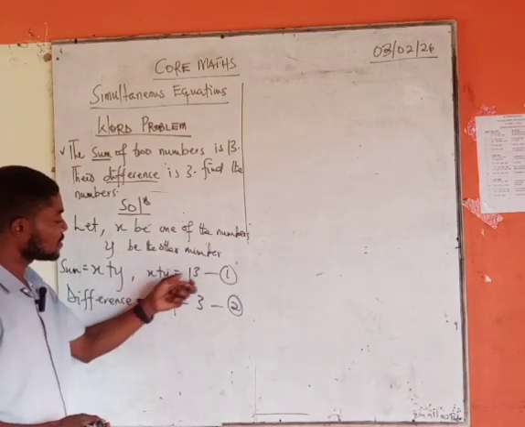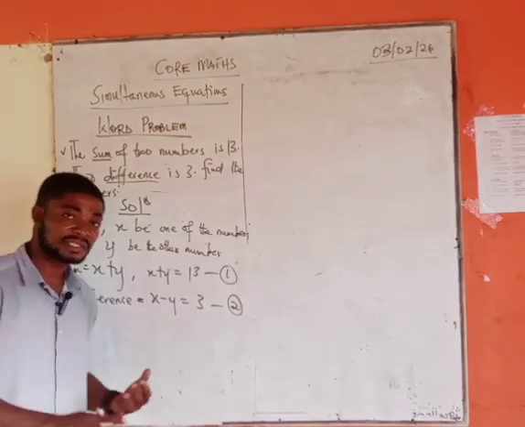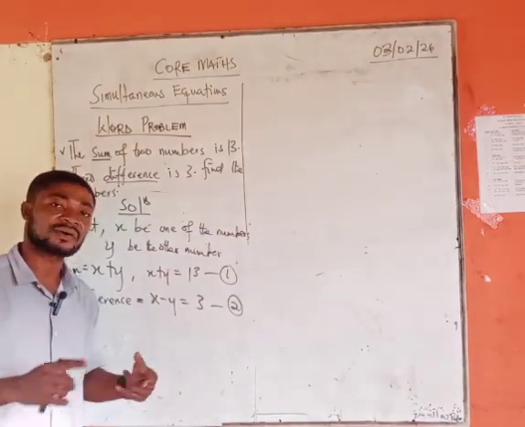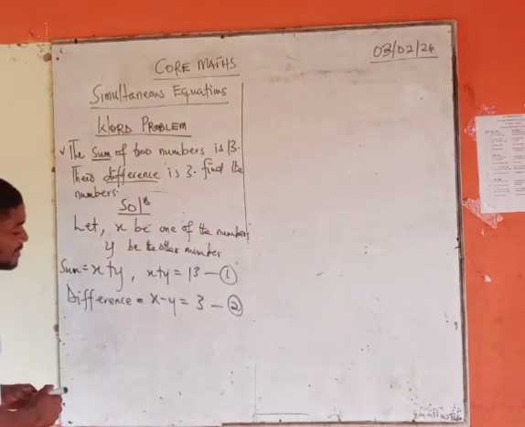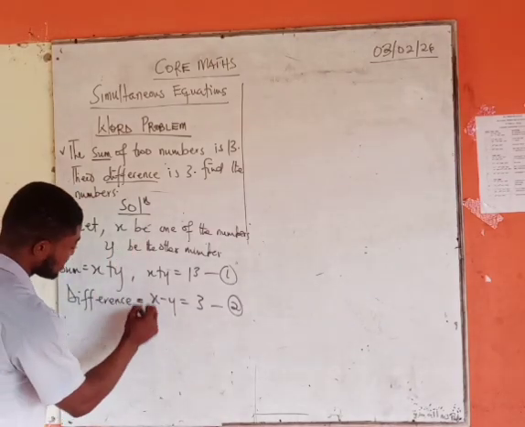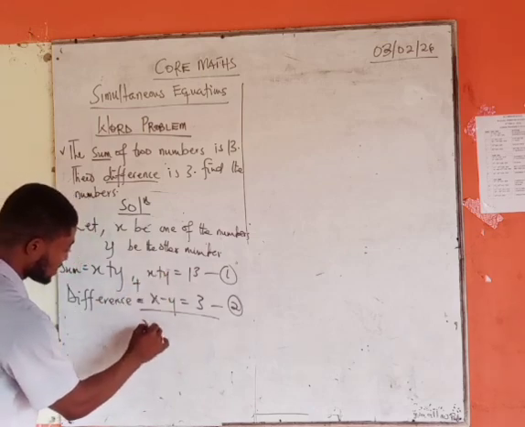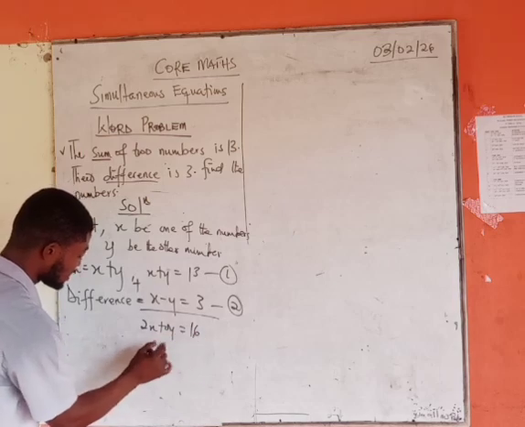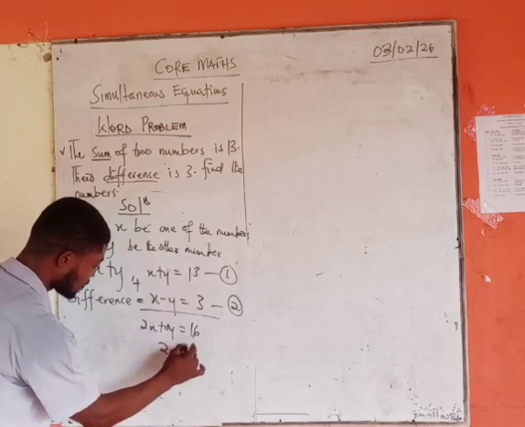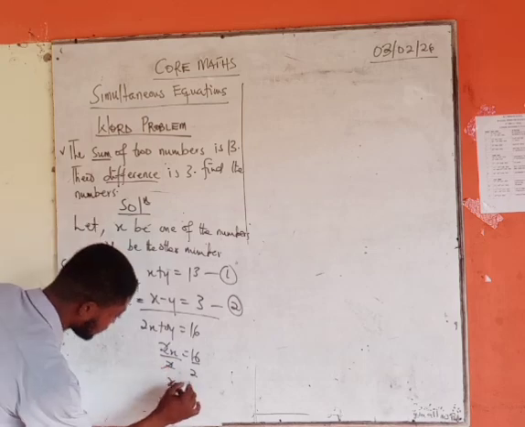Now I've been able to generate my equation 1 and equation 2. It boils down to using the elimination, substitution, graphical, or calculator method to work this out. So let's work this using the elimination method. We add because the operations here are different. 2x plus 0y is equal to 16. 2x is equal to 16. Divide by 2, divide by 2. x is equal to 8.